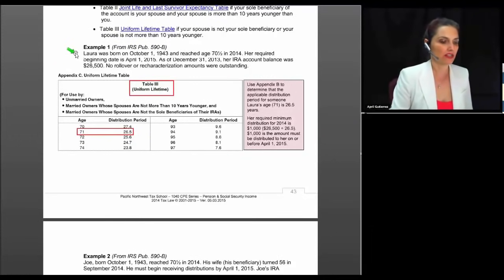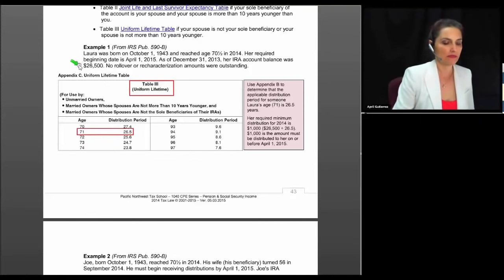The first illustration, Laura was born October 1, 1943 and reached age 70 and a half in 2014. Her required beginning date is April 1, 2015, and as of December 31, 2013, her IRA balance was $26,500. No rollover or recharacterization amounts were outstanding. So we're going to find her age, which is 71, and we follow that across and see that the distribution period for her is 26 and a half years.